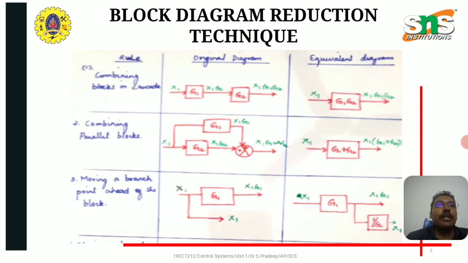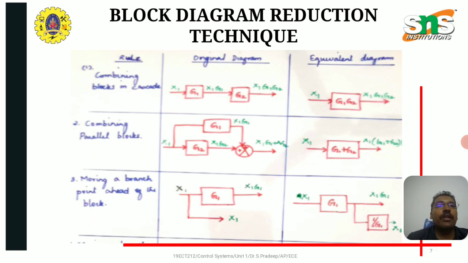Block diagram reduction techniques have some rules. The first one is combining blocks. The original diagram consists of G1 and G2. We can combine it as a single block G1 G2. Combining parallel blocks is shown in this table. Here, while combining G1 and G2, we must add G1 plus G2.